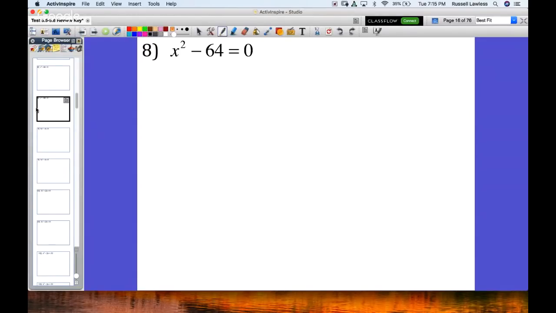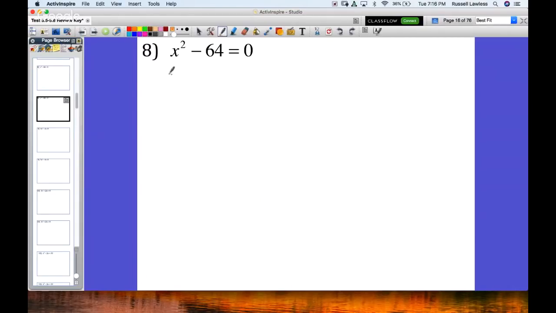So now we're looking at problem number 8 here. So I have x squared minus 64. For problems 8 to 13, we're trying to solve by factoring. Here's the neat thing that we can do. If you ever have it where there's 2 ways to solve this problem, I'll do one without factoring and one by factoring.